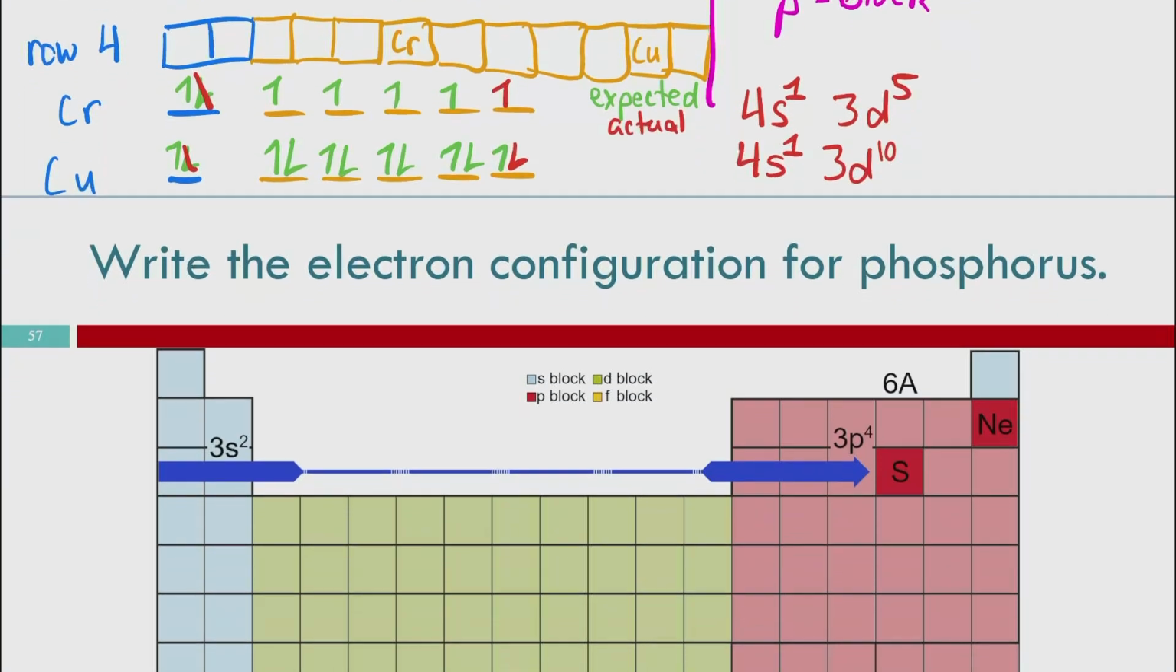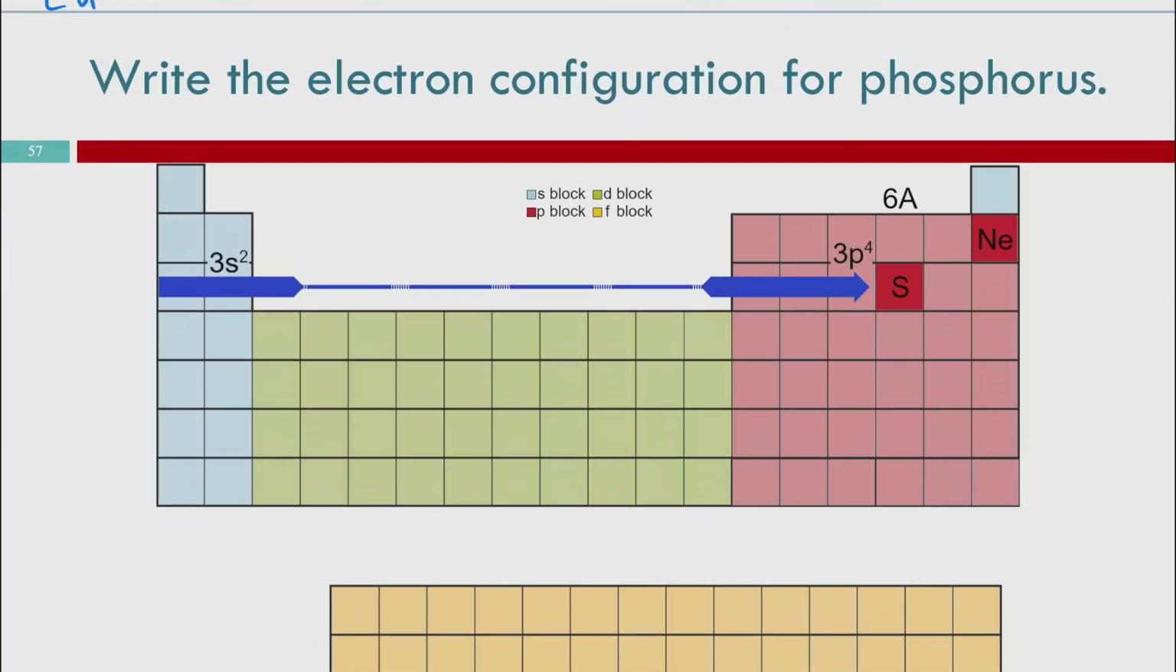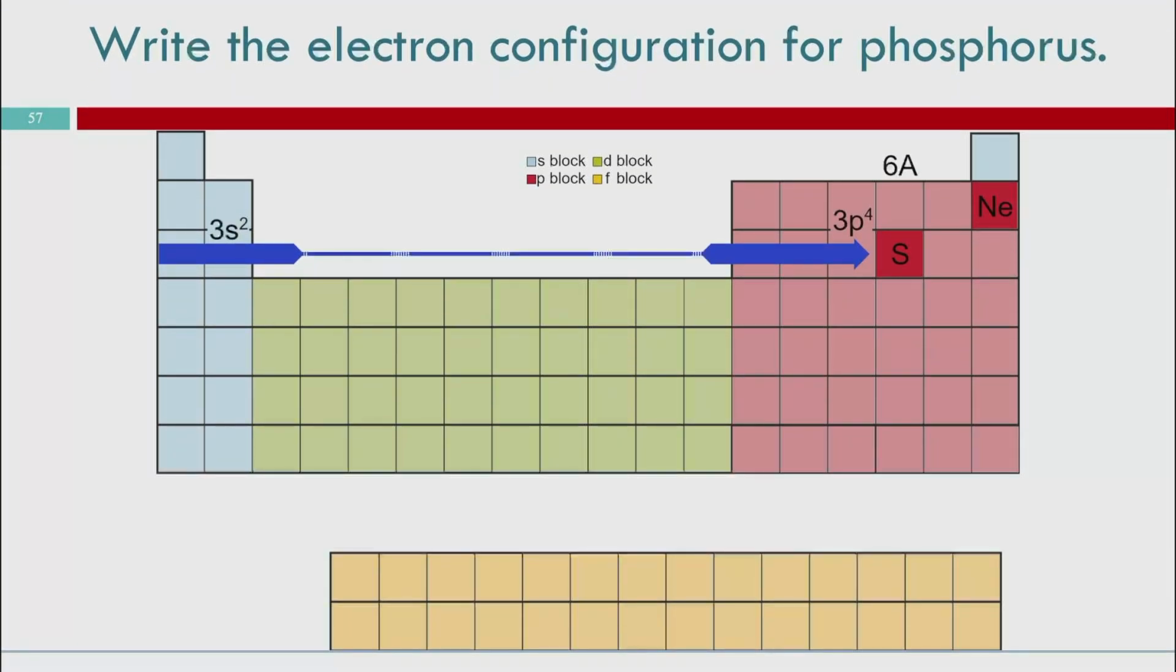All right, using the periodic table to find an electron configuration, we're going to show phosphorus. So we would start off finding our previous noble gas. So we can write out Ne in brackets to start off our electron configuration. Then we look to the next row.